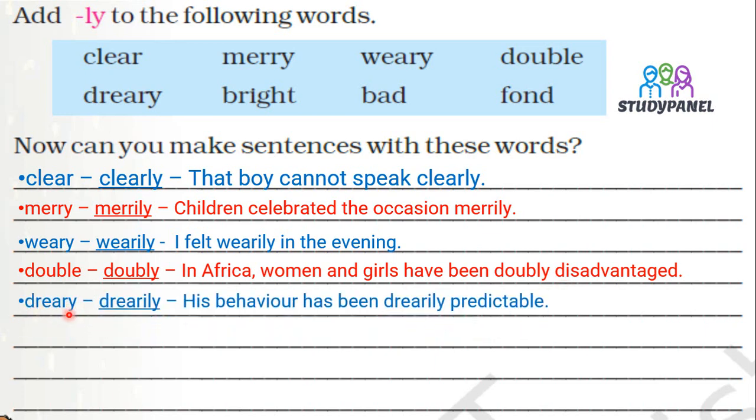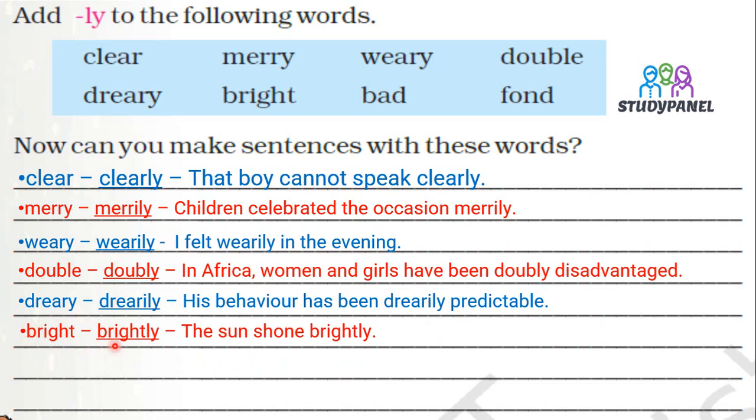Now, dreary, drearily. Here we can see again this y is converted to i and ly is added. His behavior has been drearily predictable. Here the meaning of drearily is dull. So matlab unka behavior dull hota hai, usko hum log predict kar sakte hai.